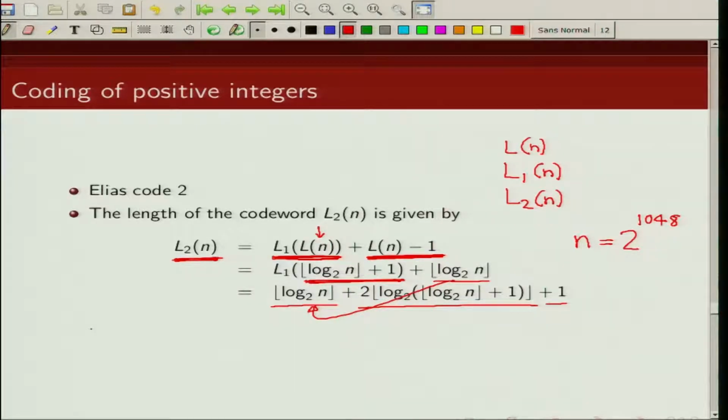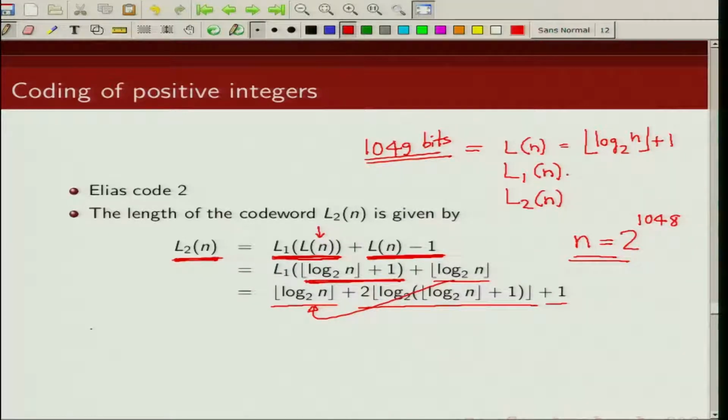Now in case of binary representation of this number, how many bits are required? We require log 2n plus 1, right? And for this value of n, this will come out to be 1048 plus 1, so this will be 1049 bits. But the problem with binary representation is it's not prefix free.